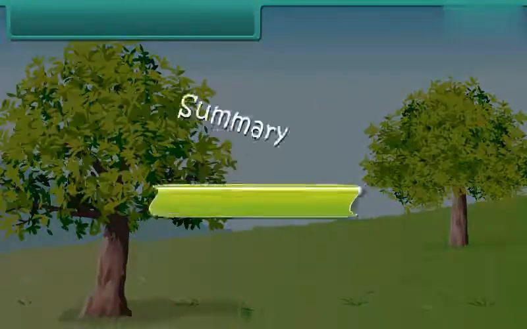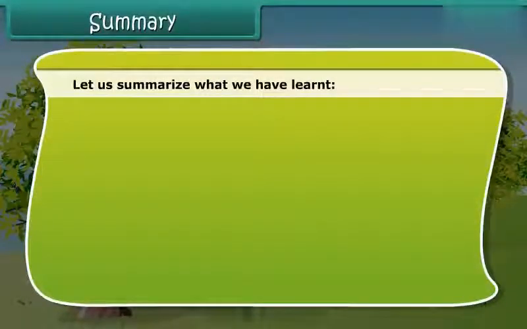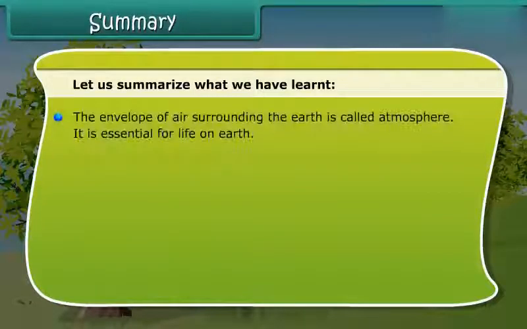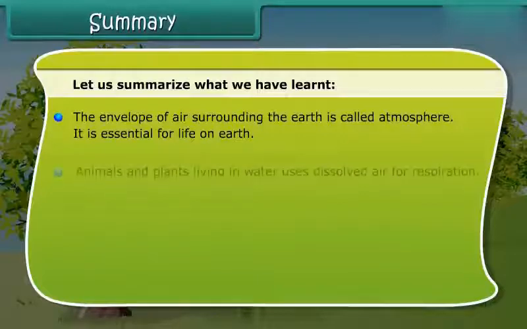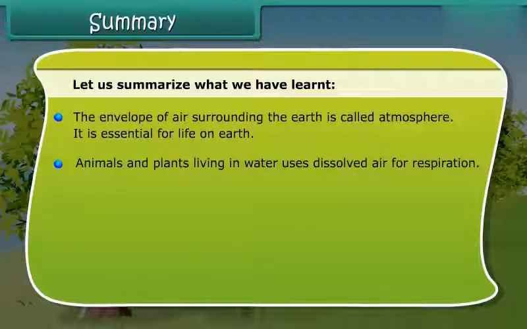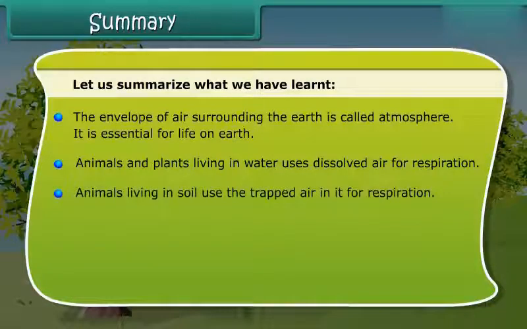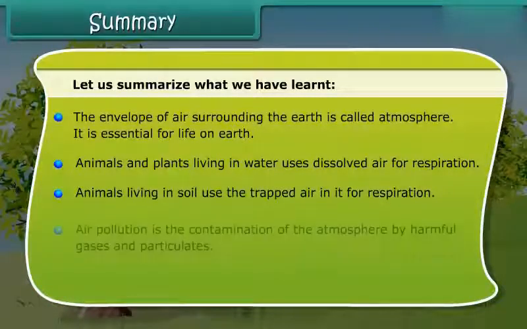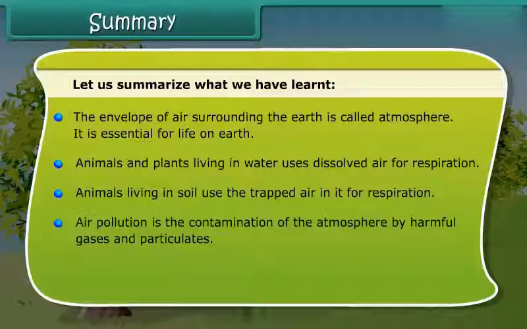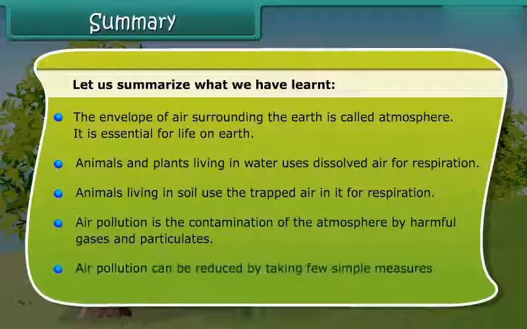Summary. Let us summarize what we have learned. The envelope of air surrounding the earth is called the atmosphere. It is essential for life on earth. Animals and plants living in water use dissolved air for respiration. Animals living in soil use the trapped air in it for respiration. Air pollution is the contamination of the atmosphere by harmful gases and particulates. Air pollution can be reduced by taking a few simple measures.